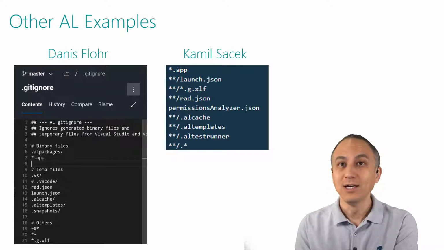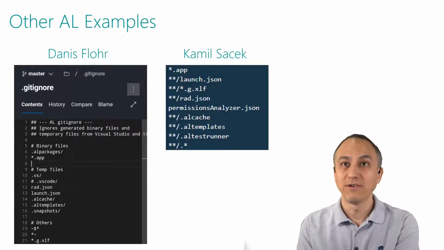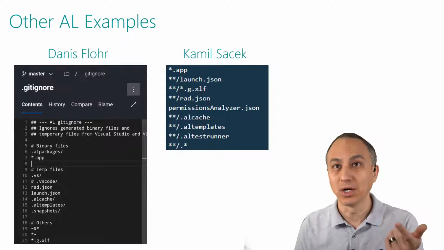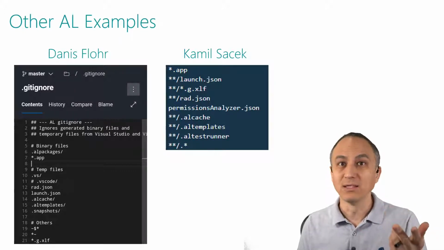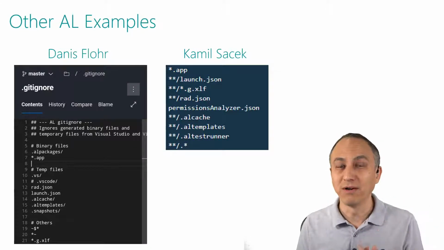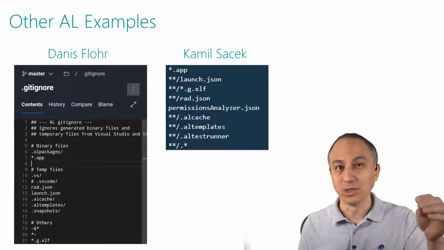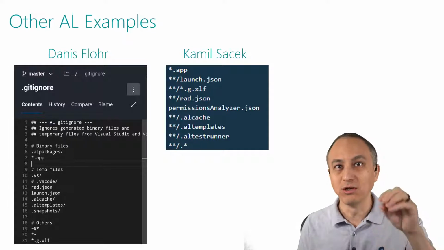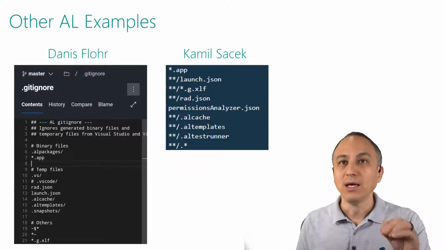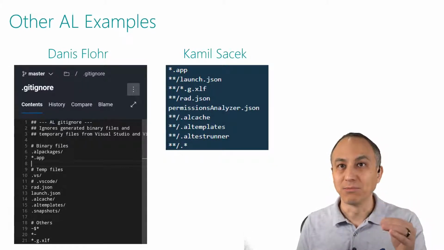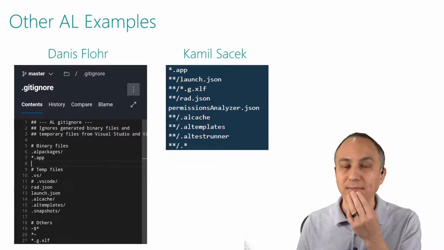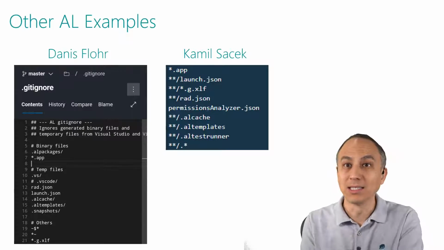That's a good idea. So you have excluding binary files, which is AL packages and star.app, then temp files, because VS Code creates a fair number of temp files, excluding the rad.json, launch.json, which is often a machine or environment specific thing, then AL cache, AL templates, snapshots, and other items down below. And he also has the g.xlf.